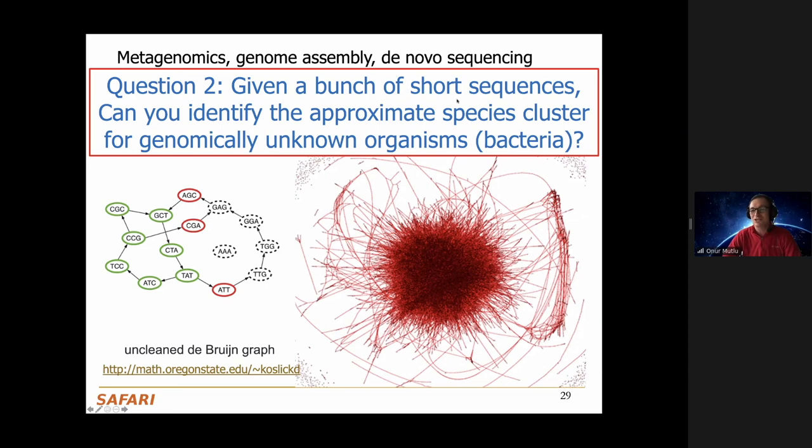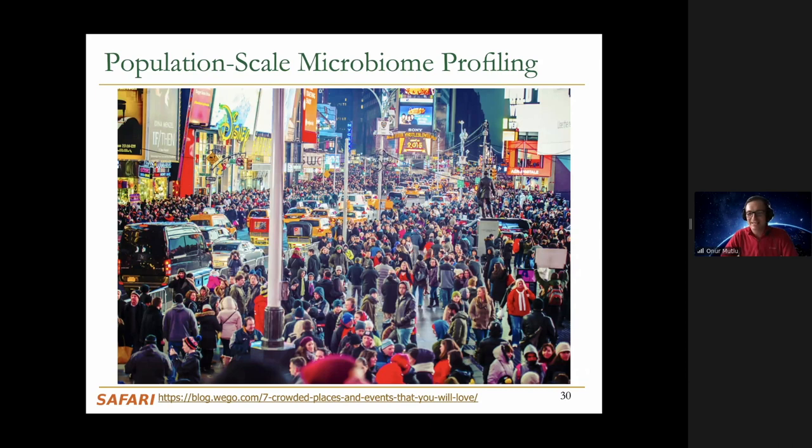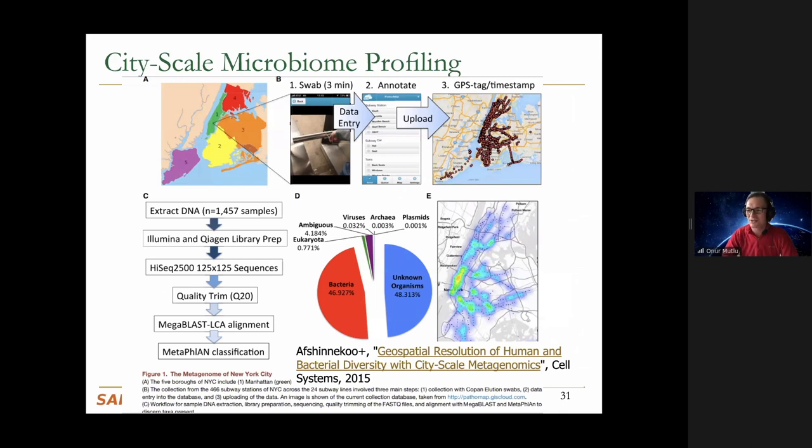Given a bunch of sequences, maybe short some of them, can you identify the approximate species cluster for genomically unknown organisms? It could be a new virus, for example. And people are interested in doing population scale profiling of microbiomes, basically. You randomly sample things around you, let's say, and you try to figure out what's going on in terms of infection or outbreaks or essentially what kind of bacteria exist in what situations.